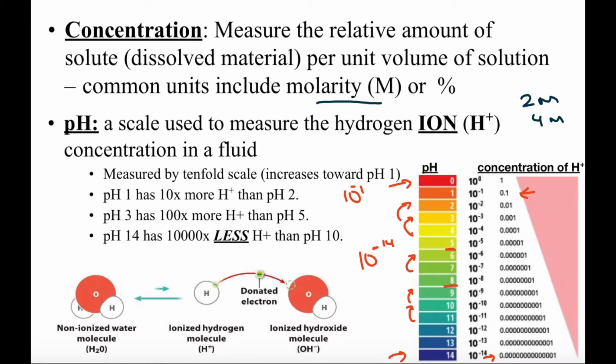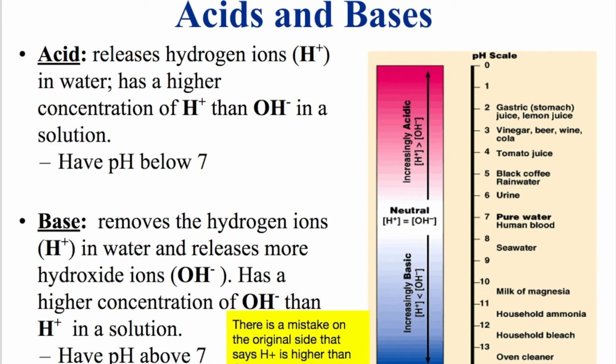And what I do recommend that you do is to copy this chart right here. Pause and copy this right now. There was an error on the original slideshow video, but it should actually say that for bases, the hydroxide concentration is higher than the hydrogen in solution. So this section was incorrect, and it has now been corrected. So please ensure your notes have the correct version of the definition for bases.